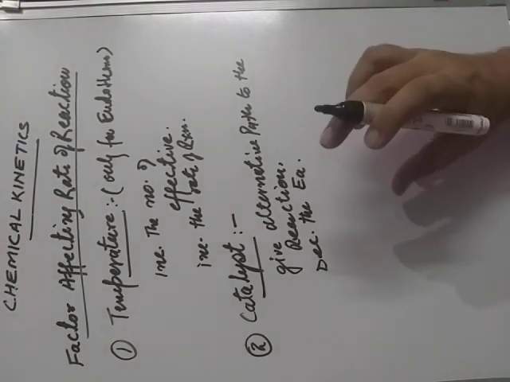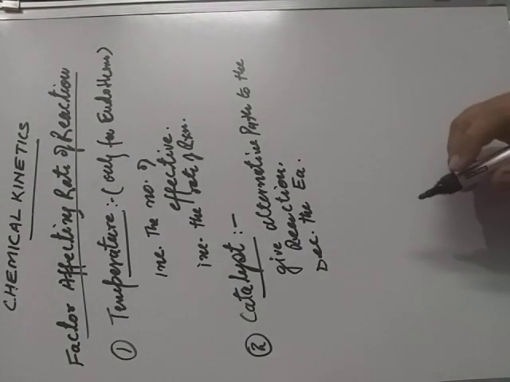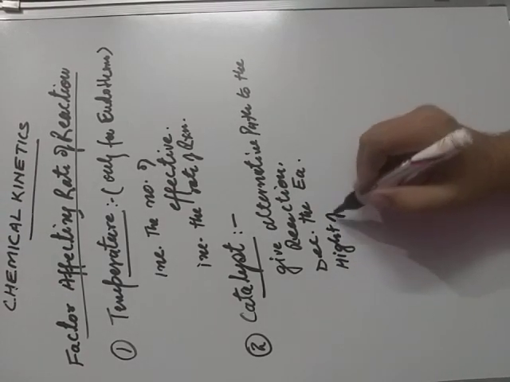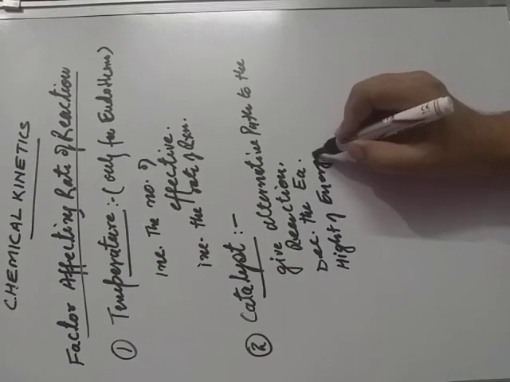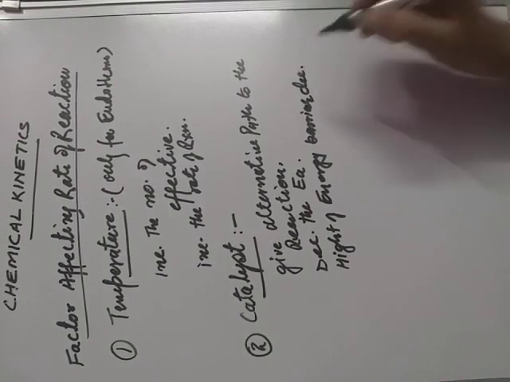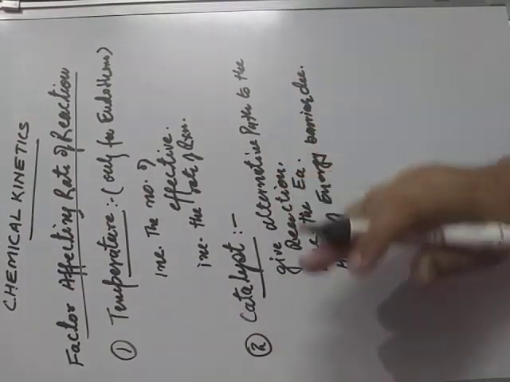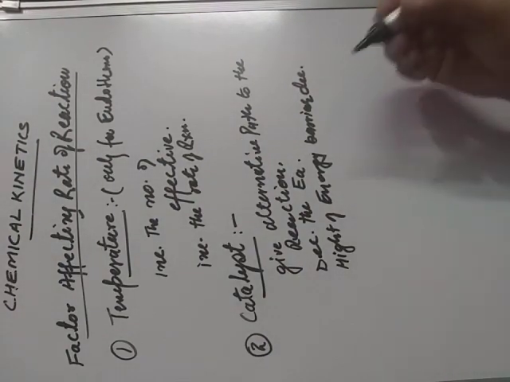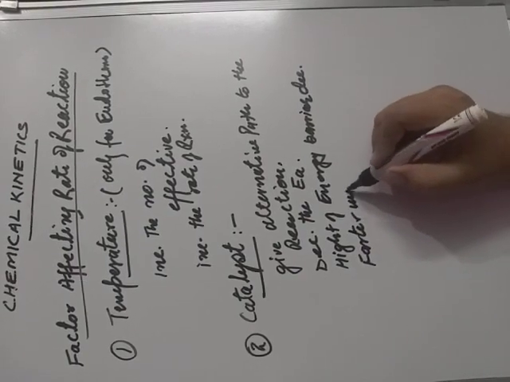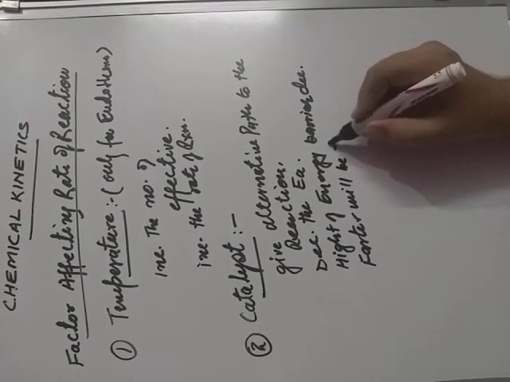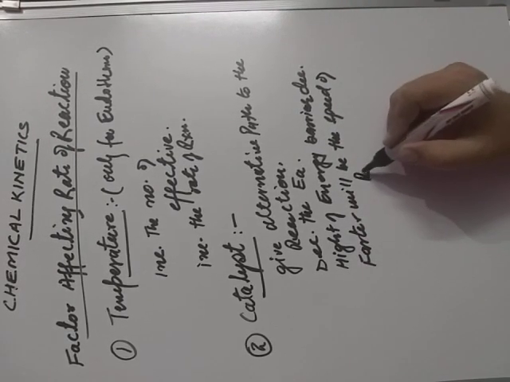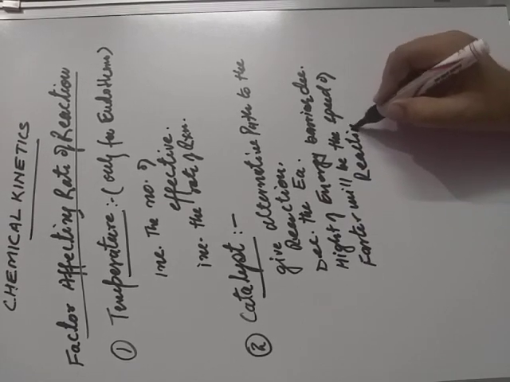If activation energy decreases, the height of the energy barrier will also decrease. If the height of the energy barrier decreases, more reactant will cross the energy barrier and faster will be the speed of reaction. Is it okay?